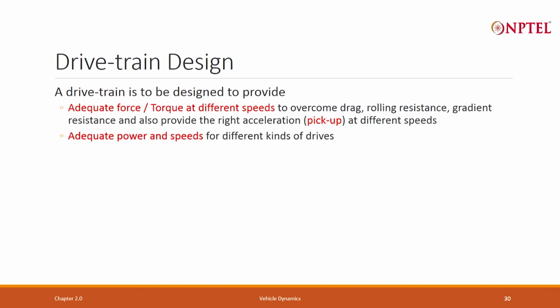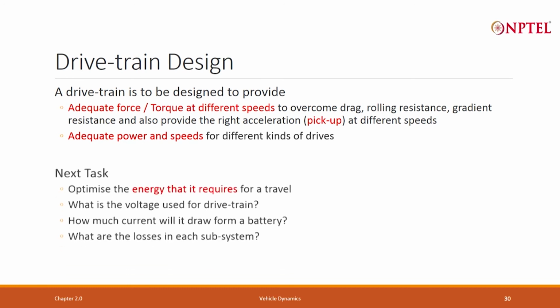Similarly, adequate power at different speeds. Torque and power are two different things, they are related to force. The force is multiplied by the wheel radius to give you torque, and force is multiplied by velocity to give you power. So, power and speed become very important, while torque is somewhat independent of speed for the different kinds of drive.